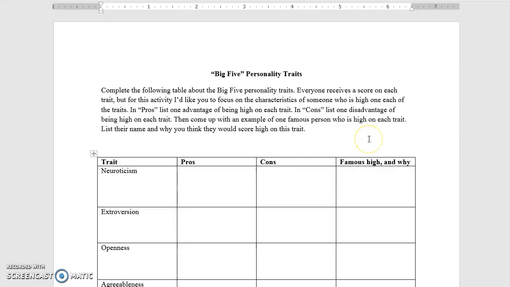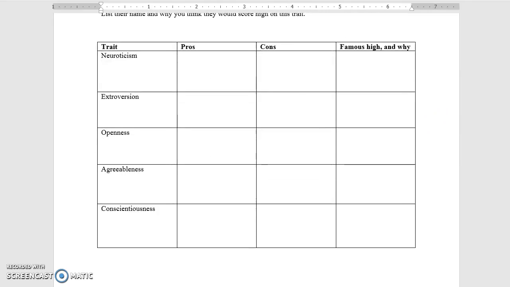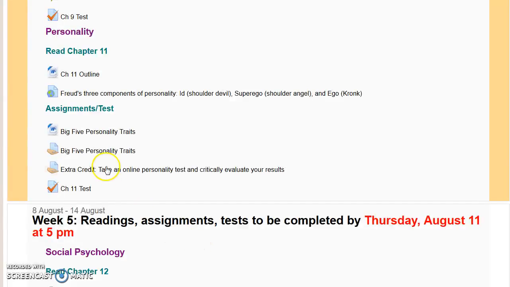So you're going to download the Word document, save it somewhere where you can find it, and complete the assignment. I've got each of the 5 traits here. Once you're finished, you'll go back to Moodle and upload your document here.